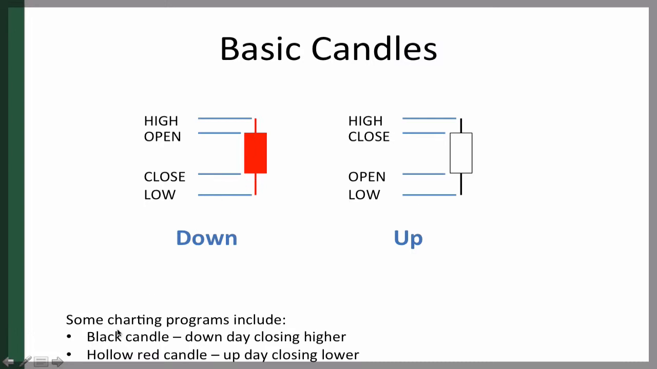but occasionally you'll have a black candle, which is also a down day, but it gaps up and comes down from there, but ends up staying above the day previously. Likewise, a hollow red candle is a hollow candle, so it's an up day, but it didn't go up as high as the previous day. So those two candles, the odd candles that you would have in a charting program that has four types of candles, they're pretty rare, but you will see them from time to time.